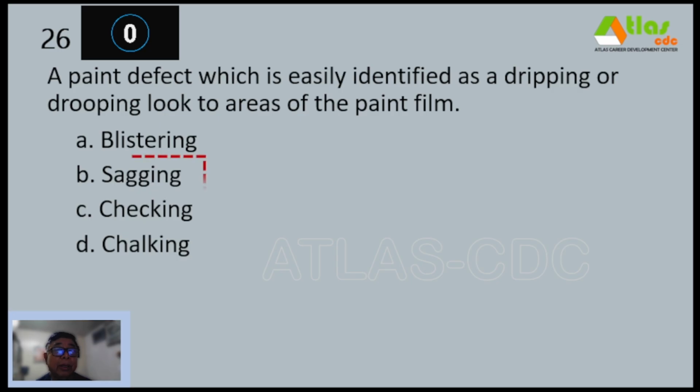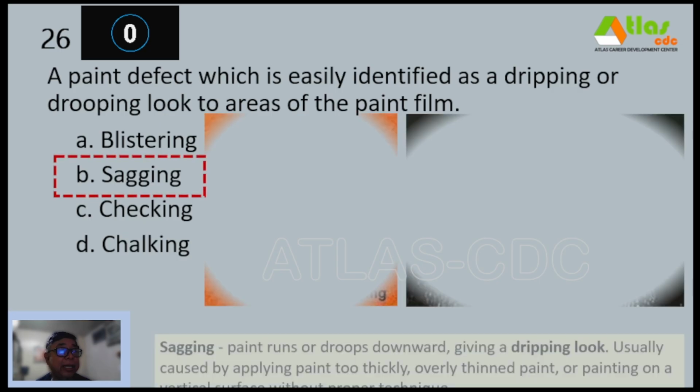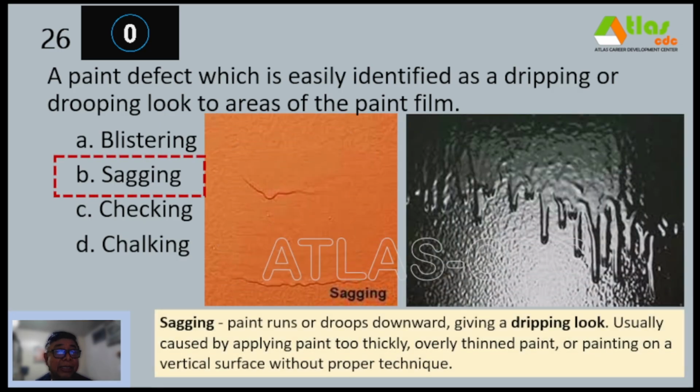And our correct answer is letter B, sagging. So sagging, paint runs or droops downward, giving a dripping look, usually caused by applying paint too thickly or overly thin paint or painting on a vertical surface without proper technique.